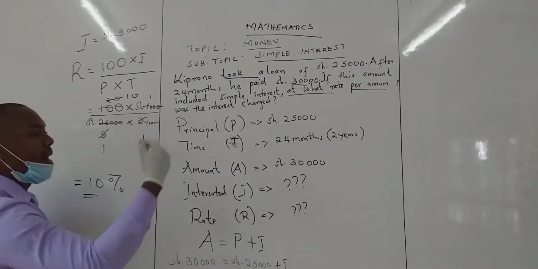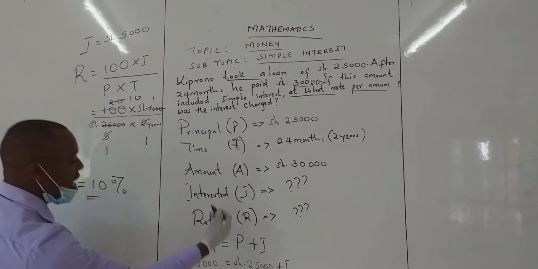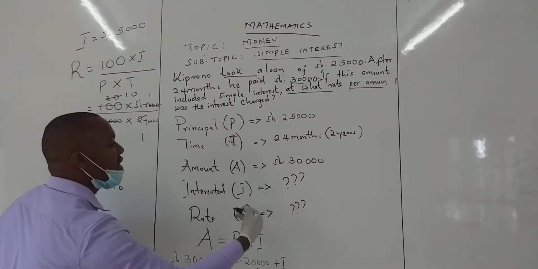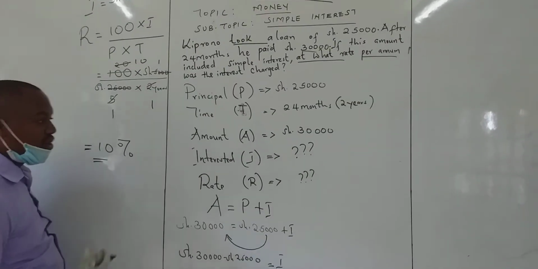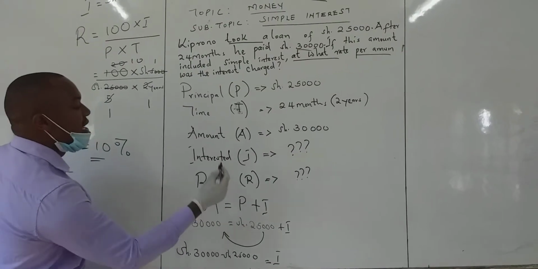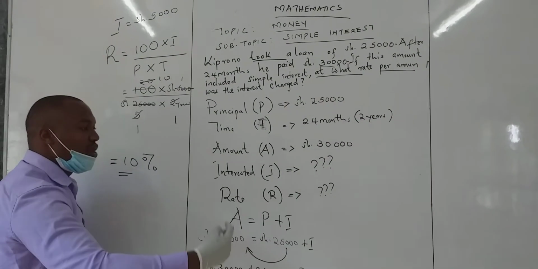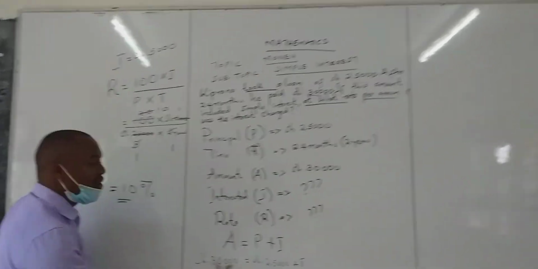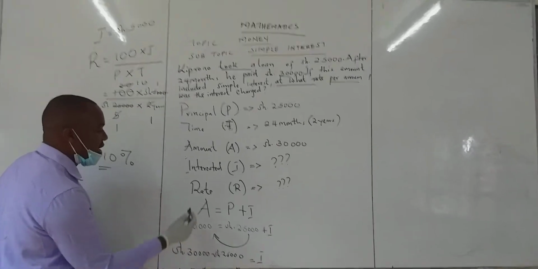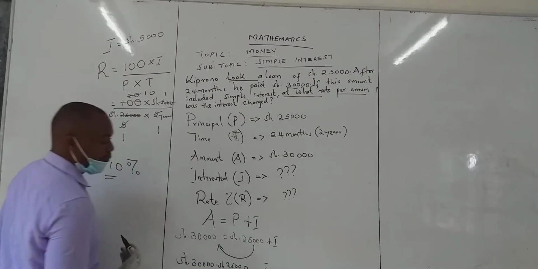I've said time is the period that Kiprono took to pay. Amount of money includes the principal plus the interest. Interest is what accumulated in between that period of time that Kiprono stayed with the money. And then rate is the percentage at which, in those 2 years, he was accumulating. In that accumulation they were using percentage. That's why we have rate, which is represented in percentage.